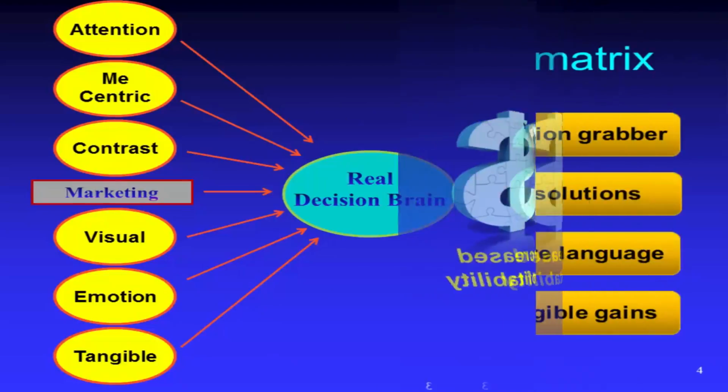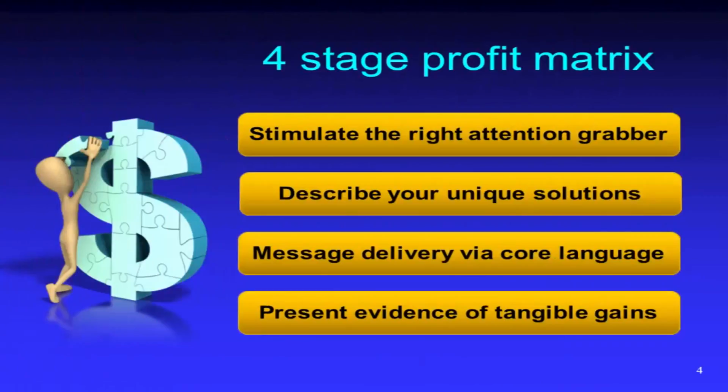And then I'm going to show you how to package that together through a 4-stage profit matrix. You've got to stimulate the right attention grabber for your ideal customer, and if you don't do that, then we've fallen at the first hurdle. Then I'm going to take you through a way of describing your unique solutions. I want you to stand out from all of the other people in the market who may be offering similar things, but it's your uniqueness and your unique approach to solutions that is going to grab the attention of the decision brain.